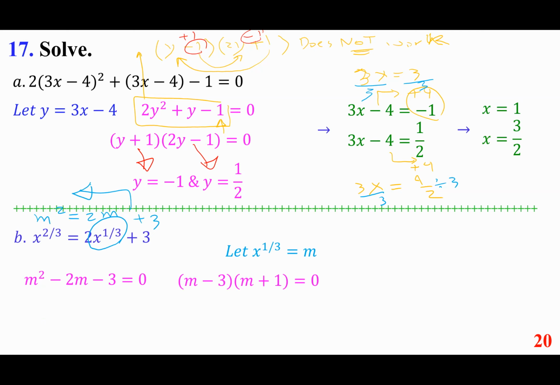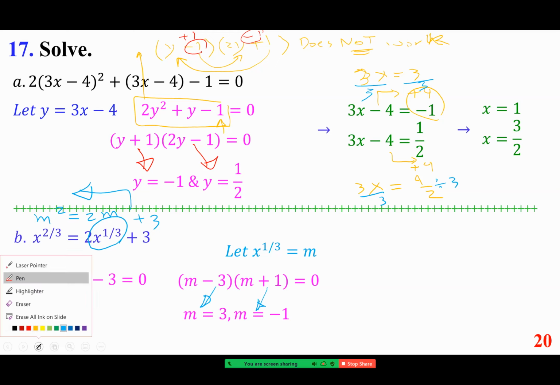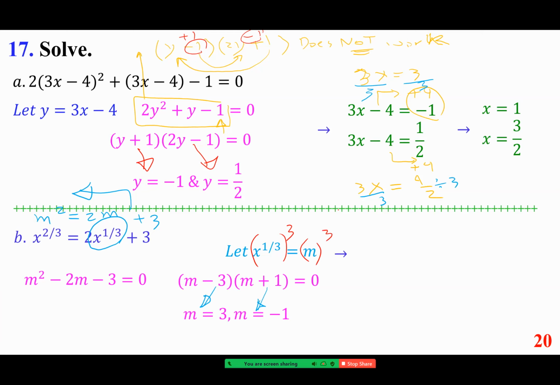So m is either 3 or negative 1. But we are interested in x. And to solve for x, notice what's going to happen. If I raise to the power of 3 here and raise to the power of 3 here, I get x equals m cubed.